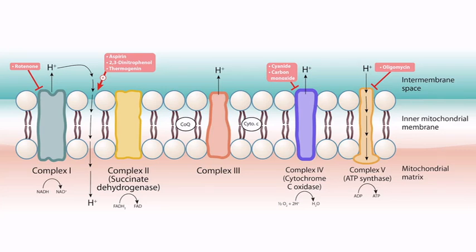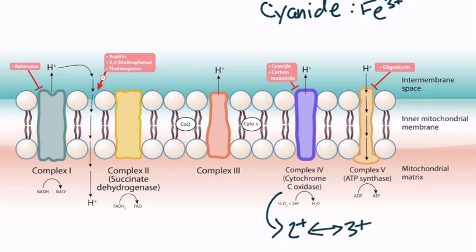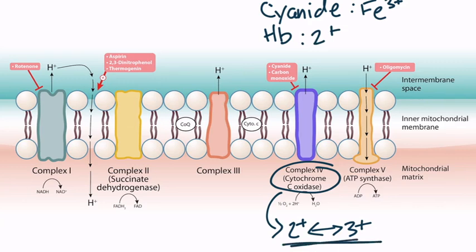You need to know that cyanide has a high affinity for iron in the 3+ state. Because the iron in hemoglobin is primarily in the 2+ state, and iron in cytochrome C oxidase oscillates between the 2+ and the 3+ state, cyanide only binds to cytochrome C oxidase, and it does not bind to hemoglobin in red blood cells. So again, hemoglobin is in the 2+ state, and complex 4 oscillates between the 2+ and the 3+ state, which I've shown down here.